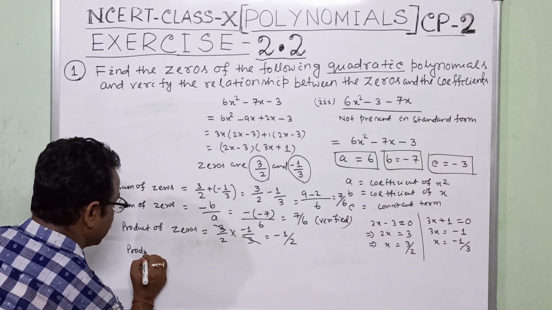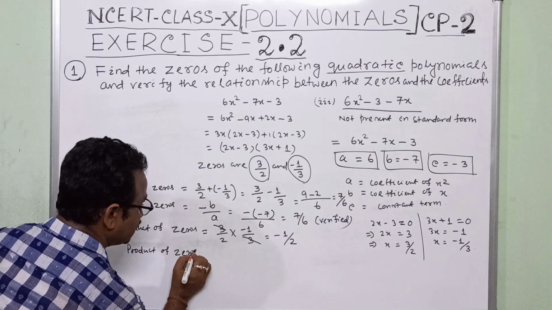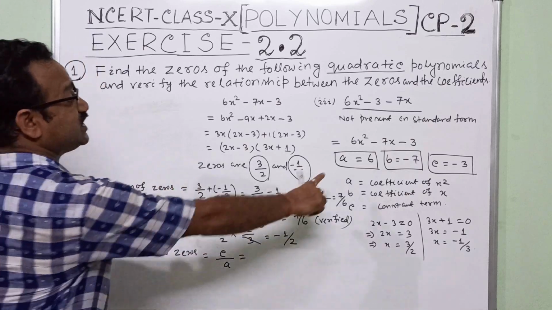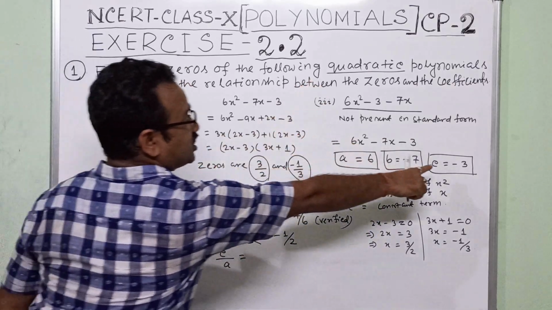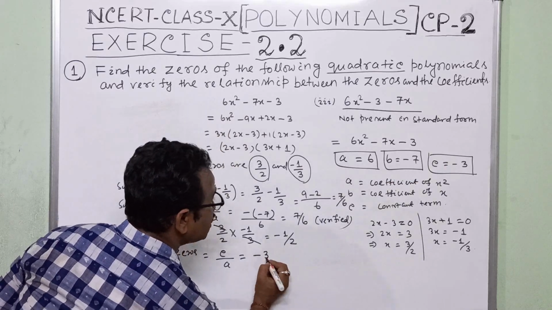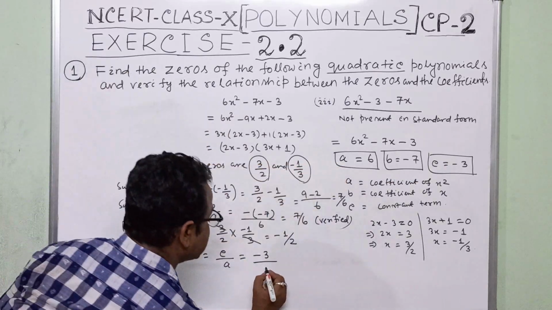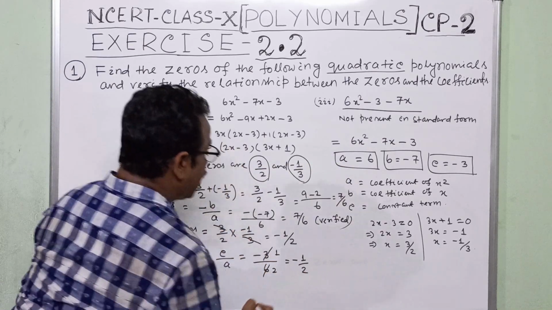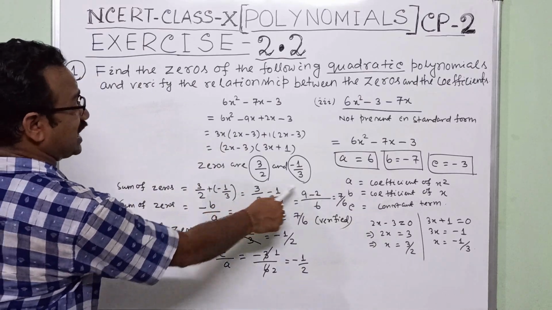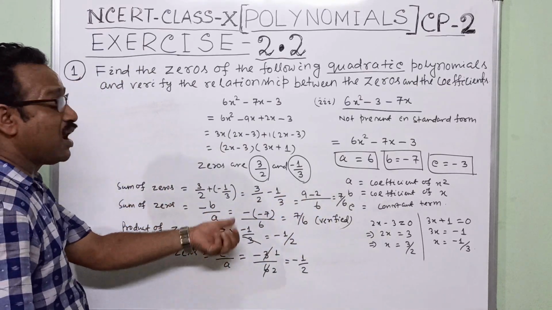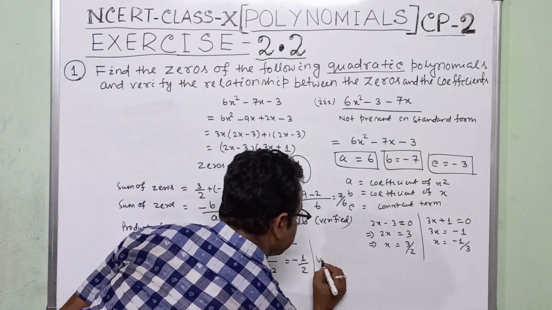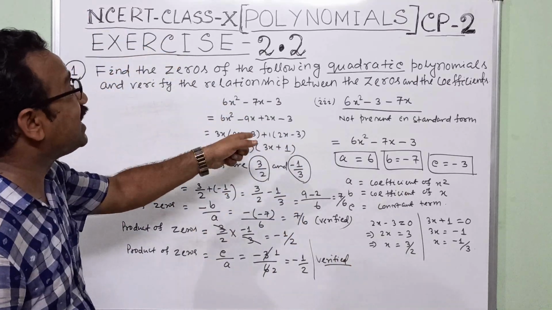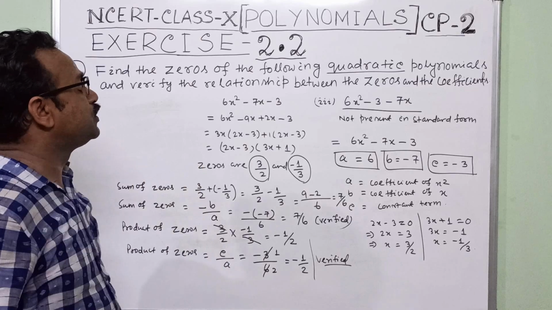Now product of zeros is equal to c by a, constant term by the coefficient of x square. Constant term c is equal to minus 3, by a which is 6. Now cancelling, we are getting minus 1 by 2. We are getting the same result here by adding the actual zeros, and by putting the formula we also get the same result, which verifies the relationship between the zeros and the coefficients. Okay, now we move on to part 4.